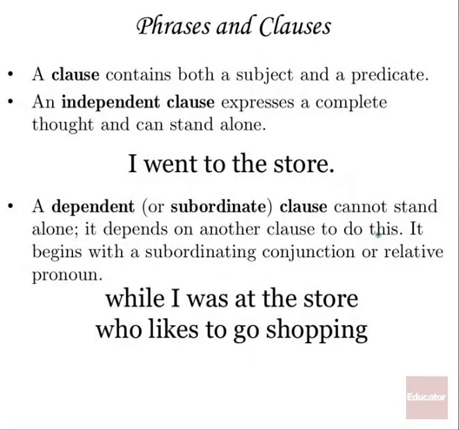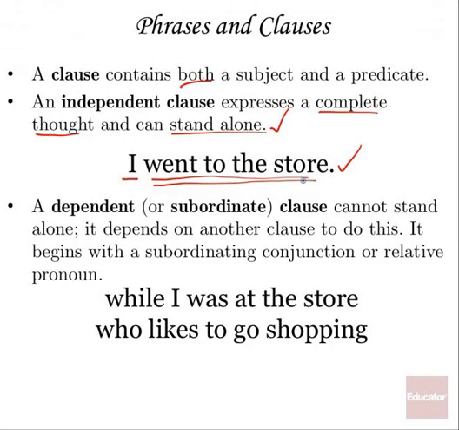Now, a clause, unlike a phrase, contains both a subject and a predicate. And there are two different kinds of clauses. There's an independent clause, which expresses a complete thought and can stand alone. So in this case, I went to the store is an independent clause. It could be a sentence all by itself. It has a subject, I. It has a predicate, went to the store. It works perfectly well as a sentence all by itself. It's independent. It doesn't need anything else.